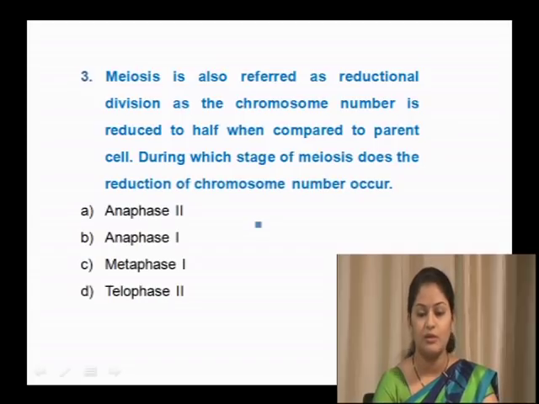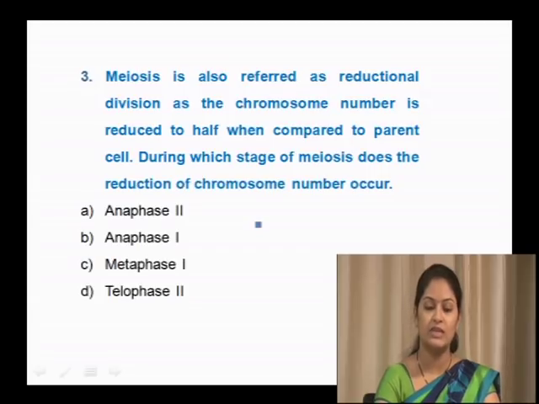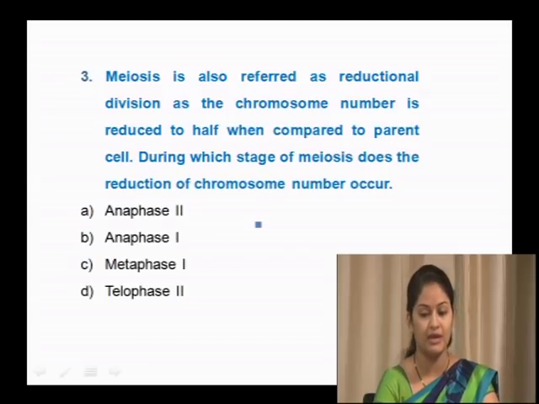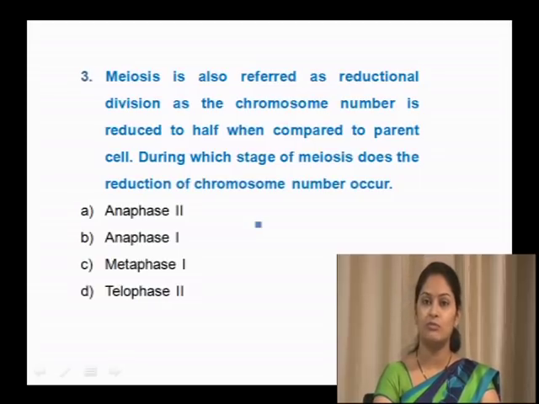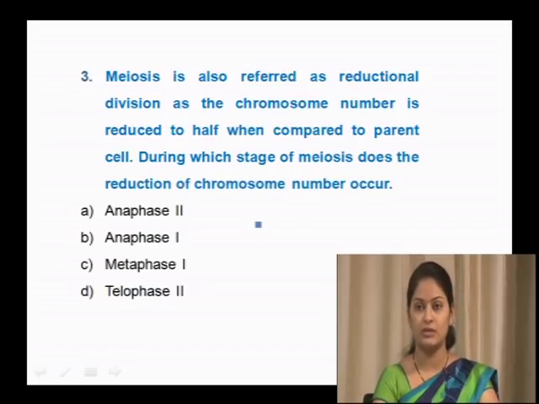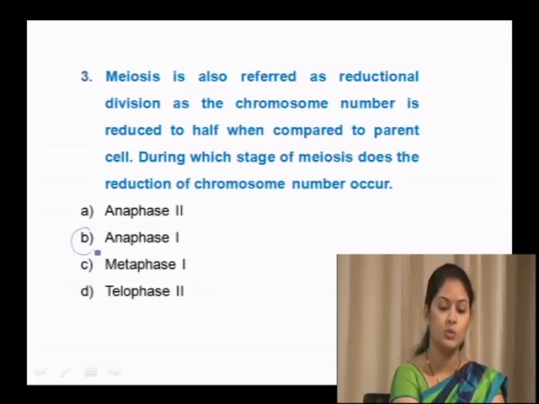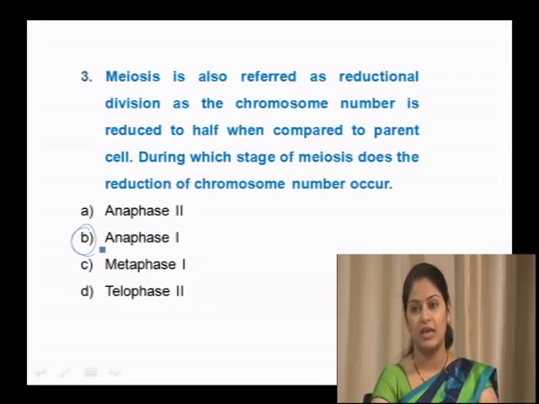Third question: meiosis is also referred to as reductional division, as the chromosome number is reduced to half when compared to the parent cell. During which stage of meiosis does the reduction of chromosome number occur? We all know that meiosis, rightly said to be reductional division, will reduce the chromosome number of the parent cell into half when it comes to daughter cells. And we all know that chromosome numbers are reduced during anaphase 1. Therefore, the answer is anaphase 1.